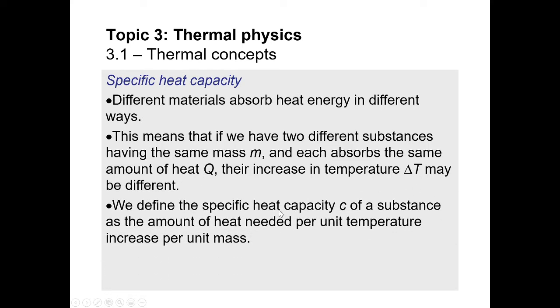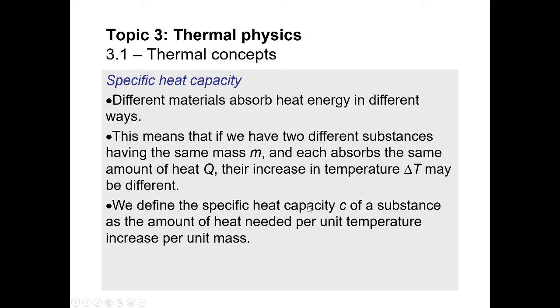capital T. Now, because every substance has a different ability to absorb heat, we call that ability to absorb heat the specific heat capacity, and it's represented by lowercase c. All right, so it's the amount of heat needed per unit temperature increase per unit mass.